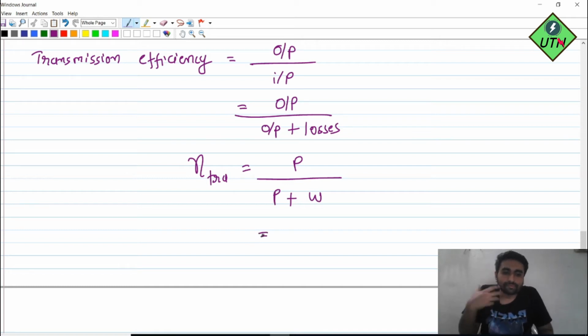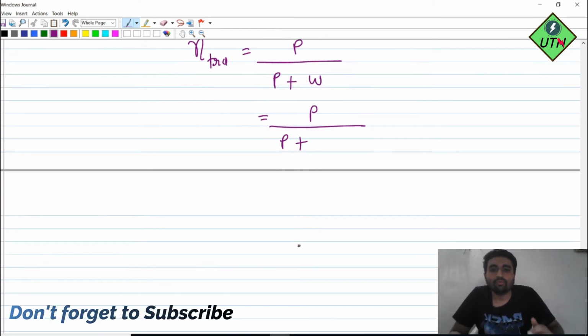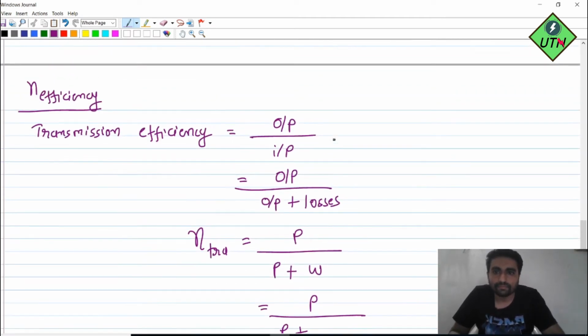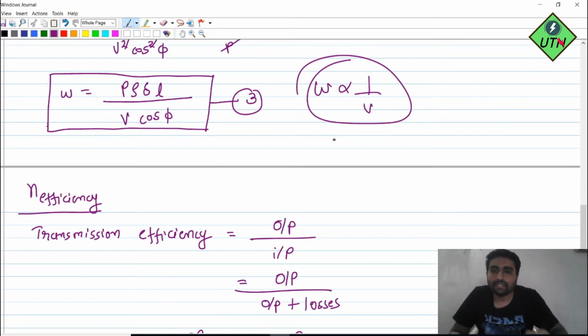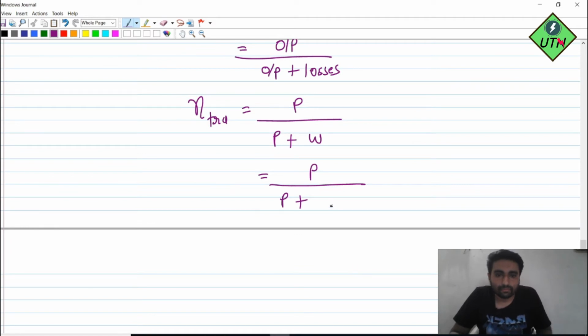Okay, so now we know that the output is basically P. Here what we need to do is put the value of W, and for W we have derived it in equation number 3. Here you can see equation number 3. The W is basically P into rho into delta into L divided by V cos phi. So the same thing we are going to put over here. We'll put P into rho into delta into L divided by V cos phi.